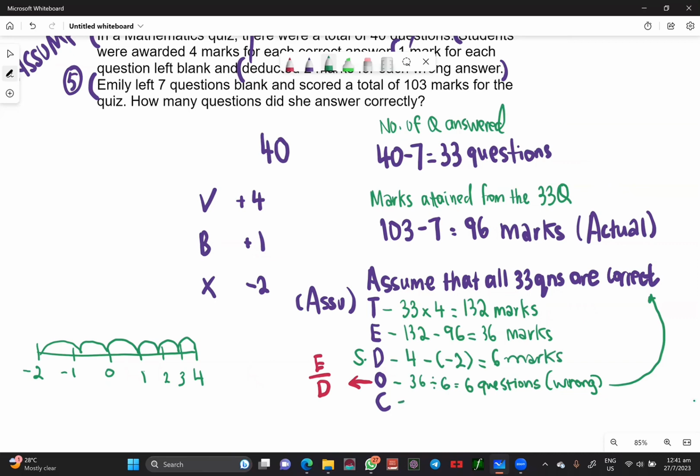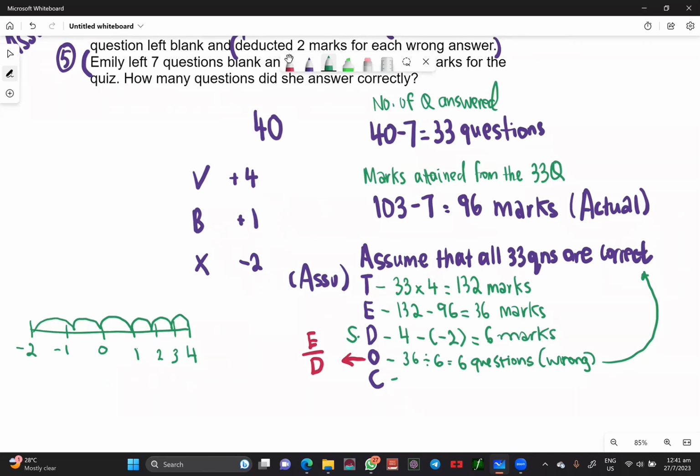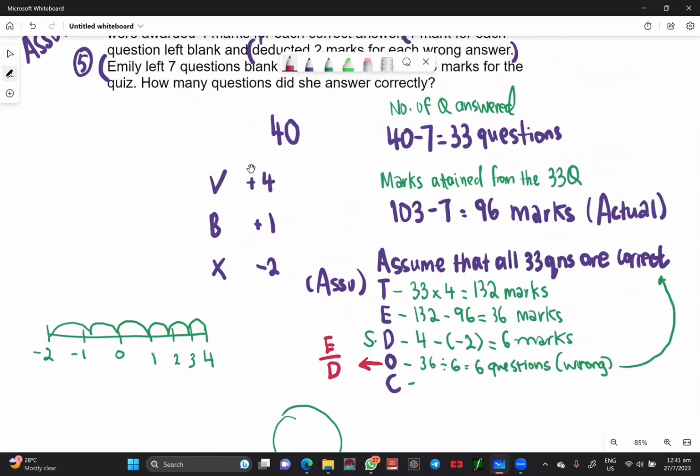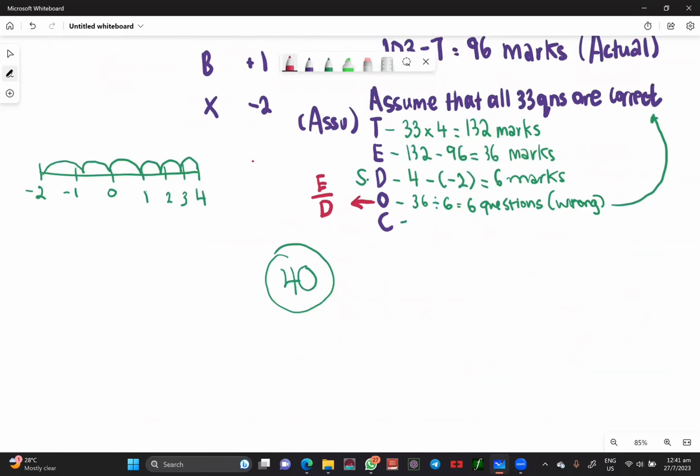Now, what you want to do is you want to check now, right? What I like to do whenever I get to the check portion, I like to draw a number bond, and I like to say that since there are 40 questions in total, and just now we were just focusing on the 33 questions, okay? So out of these 33, how many are correct and how many are wrong? Okay, so we applied the assumption method and we realized that 6 questions are wrong. And if 6 questions are wrong, then how many are correct? 33 minus 6. And we all know that when I do 33 minus 6, I get to 27.